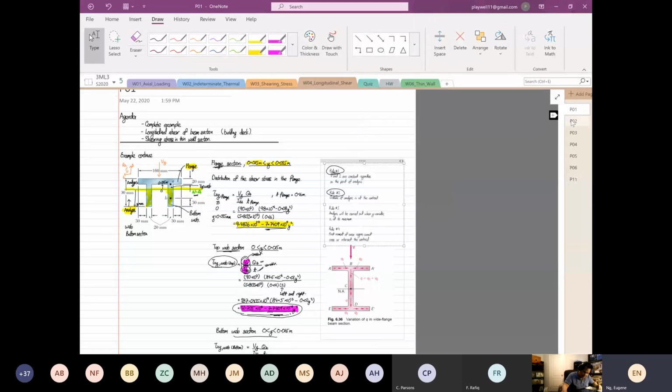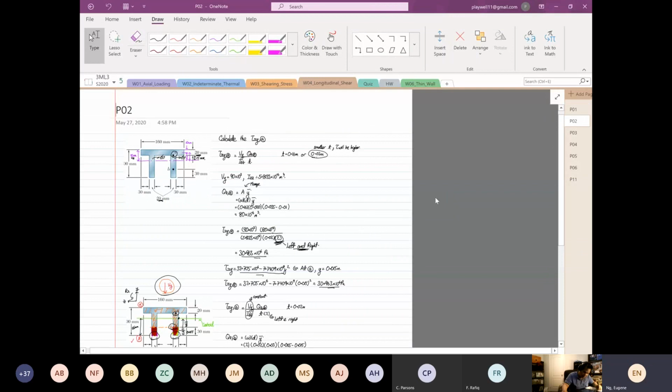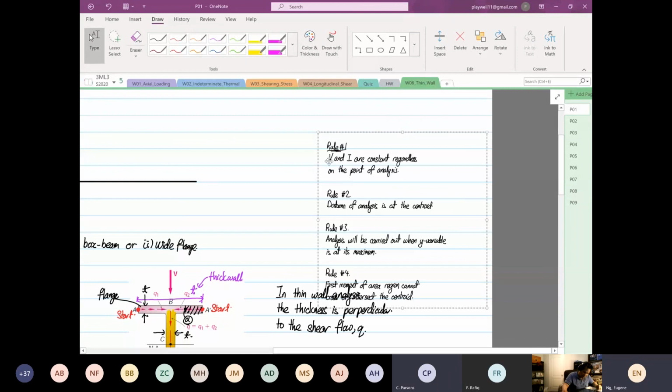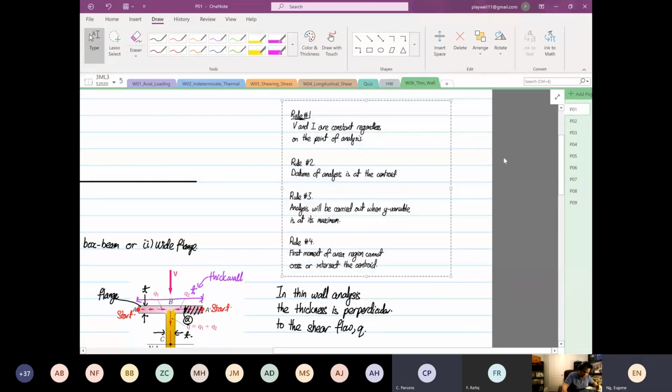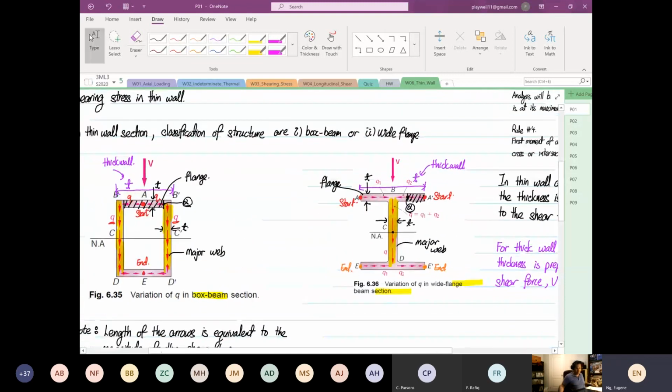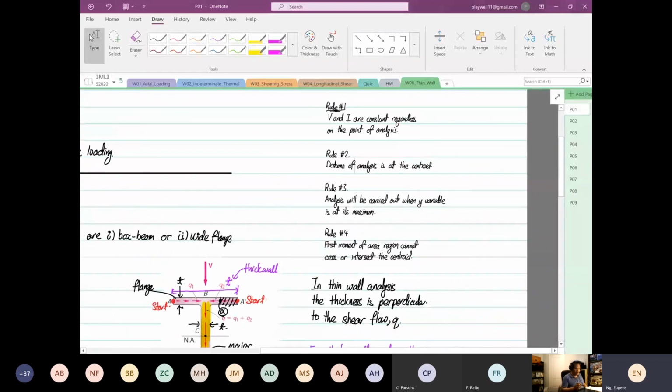Eugene, isn't there 4 rules? Yeah, 4 rules. Okay, so these 4 rules still apply. And then on top of that, you have the box beam or the wide flange. Are we clear? So these 4 rules: V and I are constant regardless of the point of analysis, still valid. Datum of analysis is at the center, still valid. Analysis will be carried out when Y variable is at its maximum, still valid. First moment of area cannot cross or intersect the centroid, still valid.